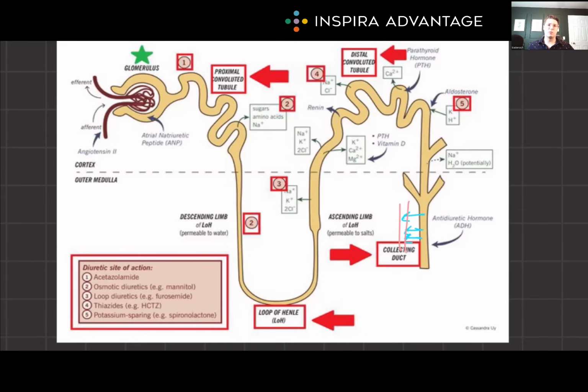Aldosterone promotes the resorption of sodium from the nephron's distal convoluted tubule and collecting duct back into the bloodstream, while facilitating the excretion of potassium into the urine. Since water follows sodium due to osmotic forces, aldosterone's action on sodium also indirectly influences water retention, aiding in blood volume and pressure regulation. Let's zoom in to see what is happening.